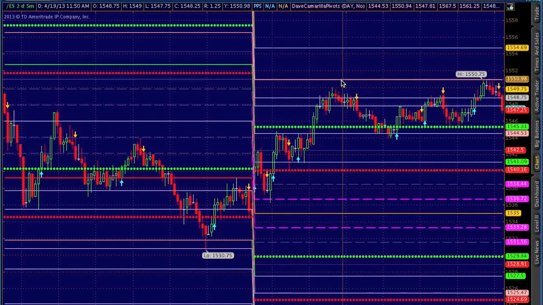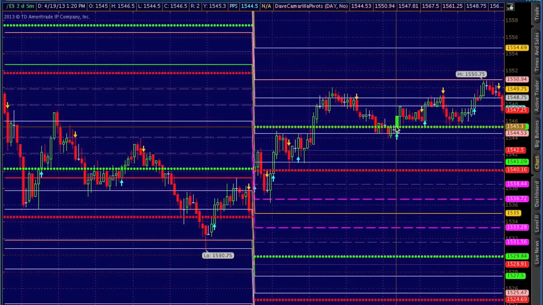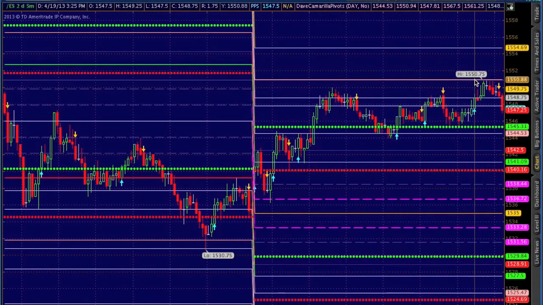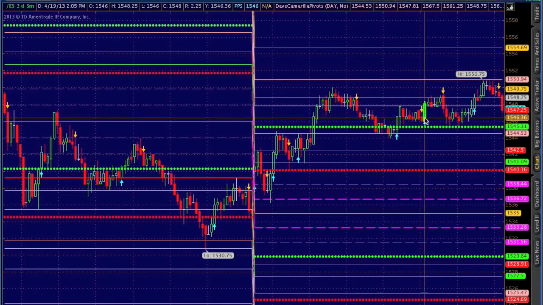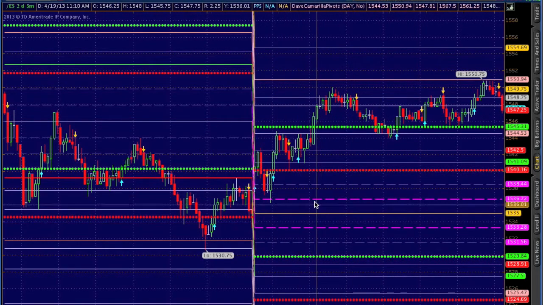Got a nice little 1445 up to about 1450. Got a nice little 5-point move. Even if you wait for confirmation, we get our confirmation in here and we get basically the same type of move. So H3, we're looking for a reversal down back towards the mean.